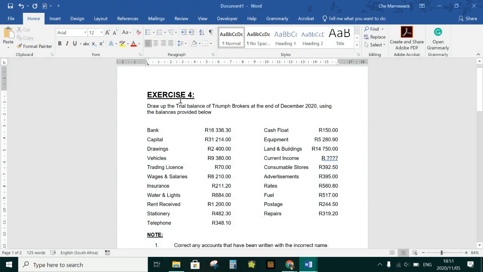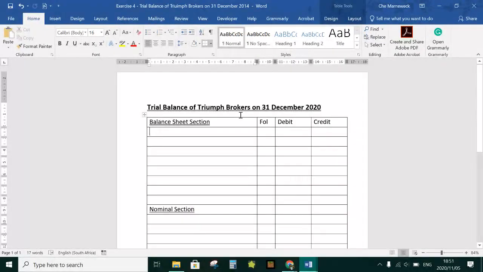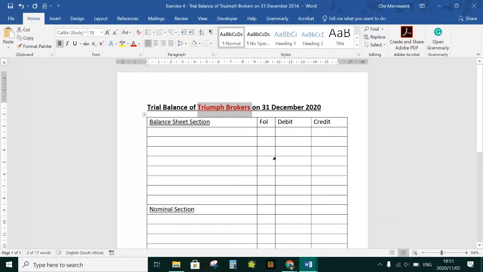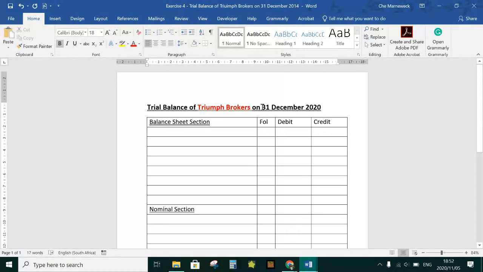We're looking at exercise 4 of the trial balance, Triumph Brokers, for the end of December 2020. So you're working on page 100 in your workbook, and the answer sheet should be page 102. We start by filling in the name of the company. So trial balance of Triumph Brokers, on, and then we need to insert the day, month, and year. Make sure that you don't just put December 2020, but you actually insert the 31st.